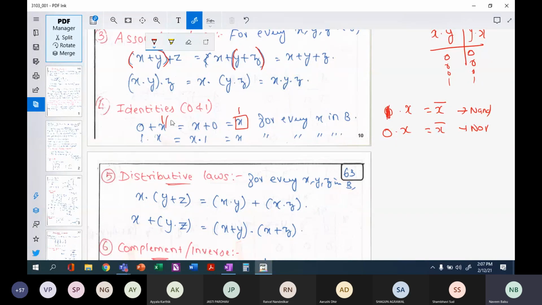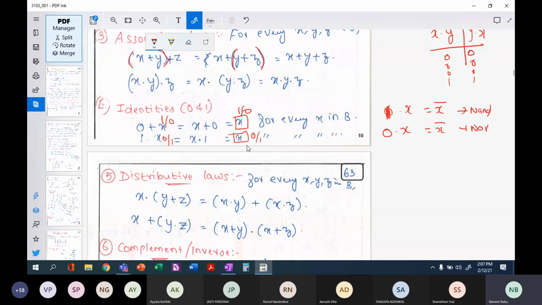Similarly, for an AND operation of x with 1, your output will always depend on x. If 1 dot 0, then your output is 0. If 1 dot 1, then your output will be 1. Okay.